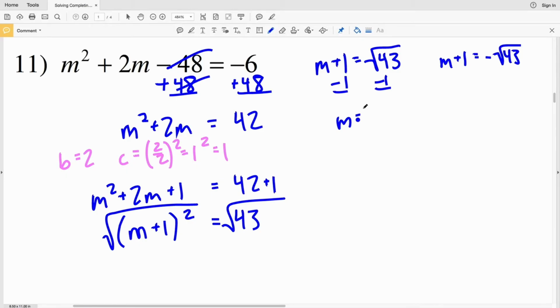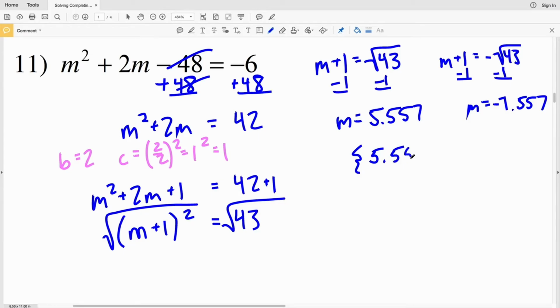the square root of 43 minus 1, which I'll just type into my calculator. The square root of 43 minus 1 equals 5.557. So we'll have positive 5.557. And when I subtract 1 from both sides in my other equation, I'll have the negative square root of 43, so that negative answer, and then I'll subtract 1 to get negative 7.5574, which rounds to negative 7.557. So my solutions in number 11 are positive 5.557 and a negative 7.557.